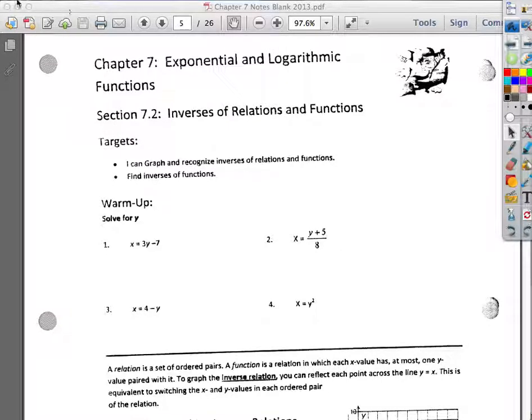Section 7.2, inverses and relations of functions. So our targets for today, let's take a look at what we're going to be able to do after the lesson, is graphing. I can graph and recognize inverses of relations and functions, and I can find inverses of functions.